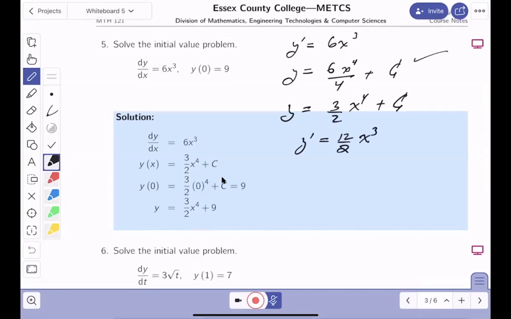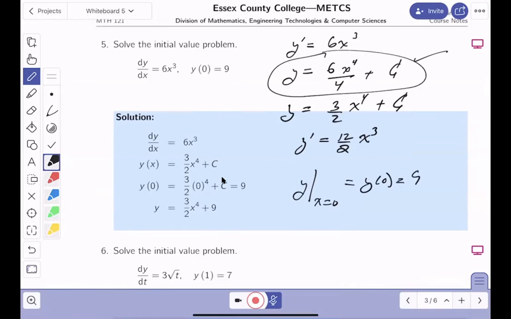So I know that this is the form of it. And then what do they want to know? They tell me y evaluated when x is 0. This is the same thing as saying y at 0 is equal to 9. And if that's true, well, let's plug it in. Y equals, well, if x is 0, 6/4 times 0 is 0, 0 plus c, and that's supposed to be equal to 9. So what's c? C has to be 9. So I got my answer.